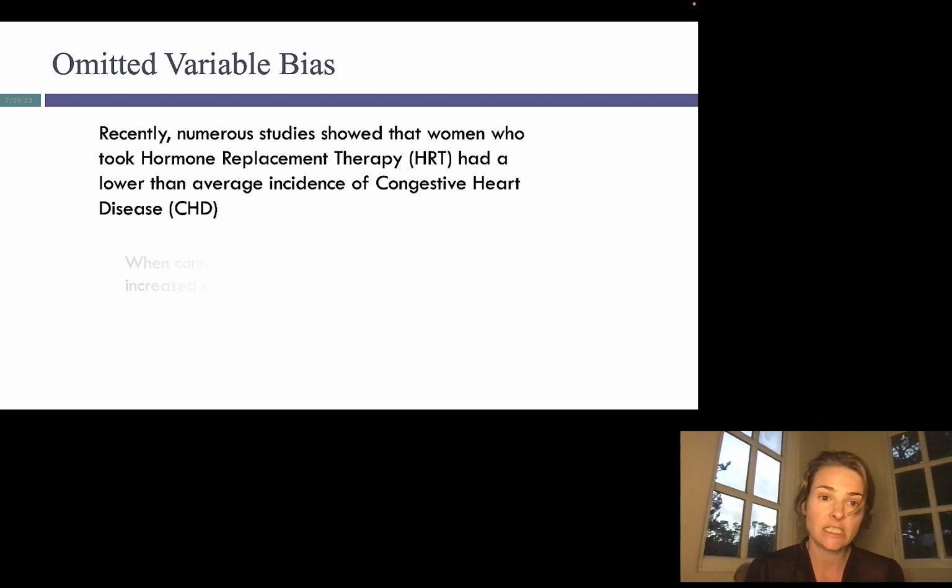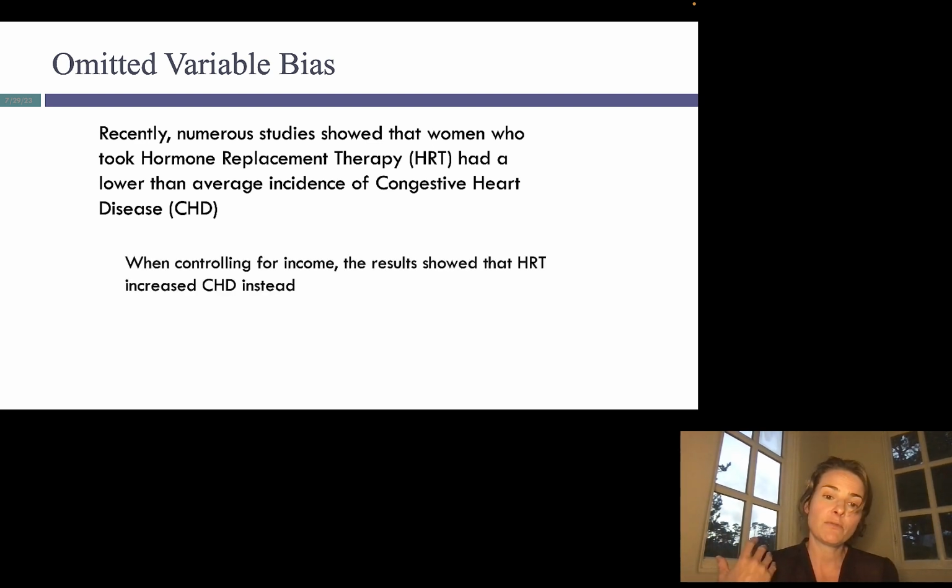Sounds good. Except they forgot to do something in this study, like control for income. Once they controlled for income, the results showed that hormone replacement therapy actually increased congestive heart disease. I particularly like this example because it was such a dramatic reversal of the findings of this study. There's other interesting ones like this out there. There's one that's a bit graphic. I'll save it for a conversation in class.